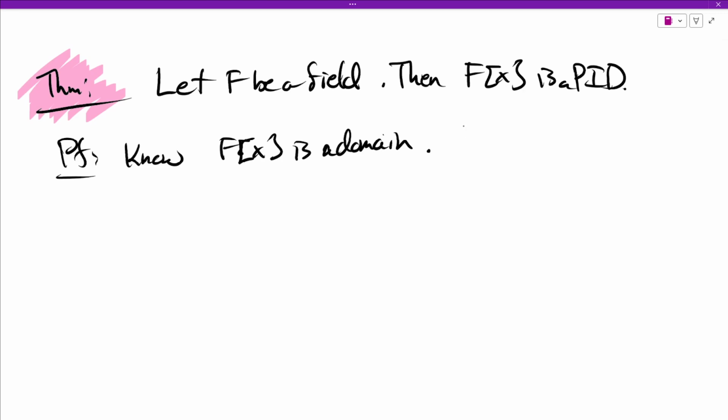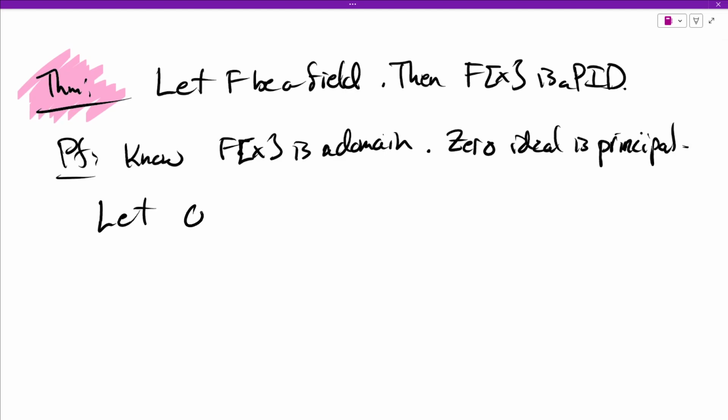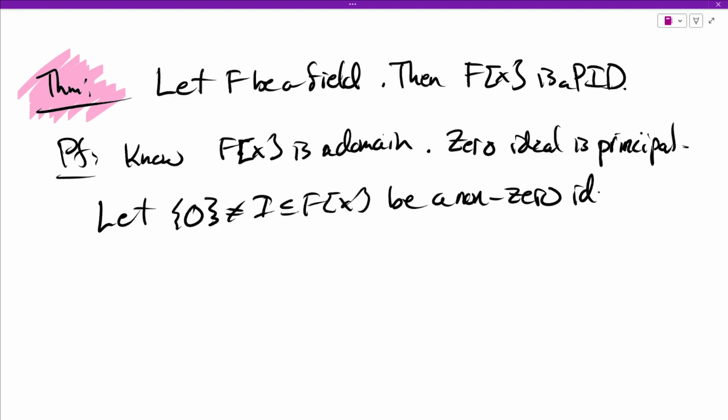The zero ideal is always principal. It's generated by 0. So let's take a non-zero ideal, and we need to show that it's principal.